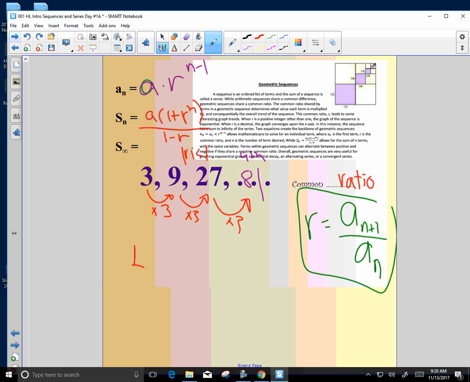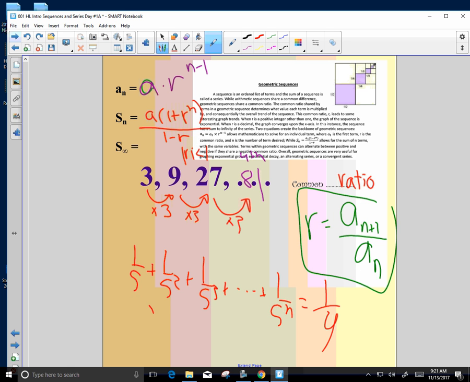Do you know what 1/5 plus 1/5 squared plus 1/5 cubed to infinity is equal to? 1 what? 1/4. Is that crazy or what?